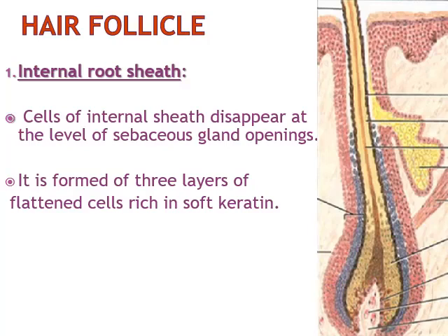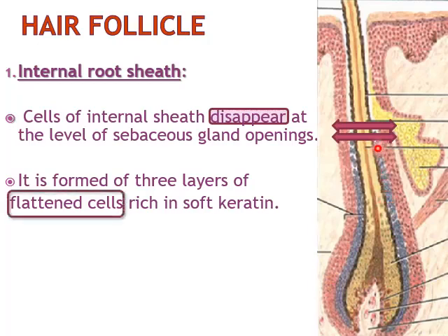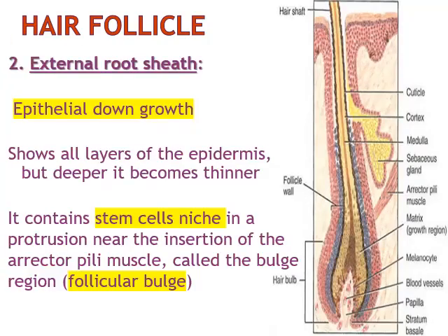Internal root sheath: this is the first layer from inside, which is in contact with the hair itself. It is formed of a group of latent cells. As we see here, it disappears at the level of the sebaceous gland. This is the blue one. This is the internal root sheath, which disappears at the level of the sebaceous gland. The second layer of the hair follicle is the external root sheath, this one, which is considered a downward continuation of the layer of the epidermis.